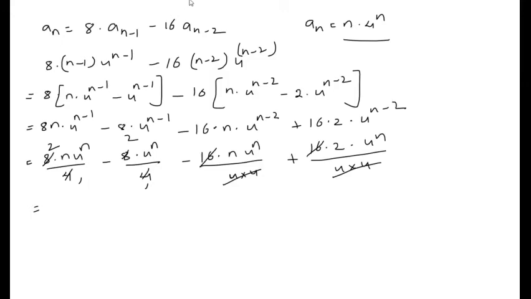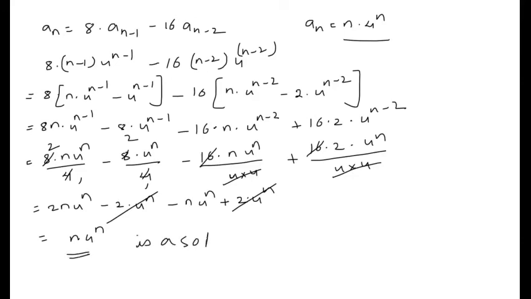So now we got 2 into n into 4^n. So 2n 4^n minus 2 into 4^n minus n into 4^n plus 2 into 4^n. Plus 2 into 4^n cancel, and we got 2n 4^n minus n 4^n. So we will get only n 4^n. So that we got a_n equal to n 4^n. So we can say that n 4^n is a solution for the given recurrence relation.